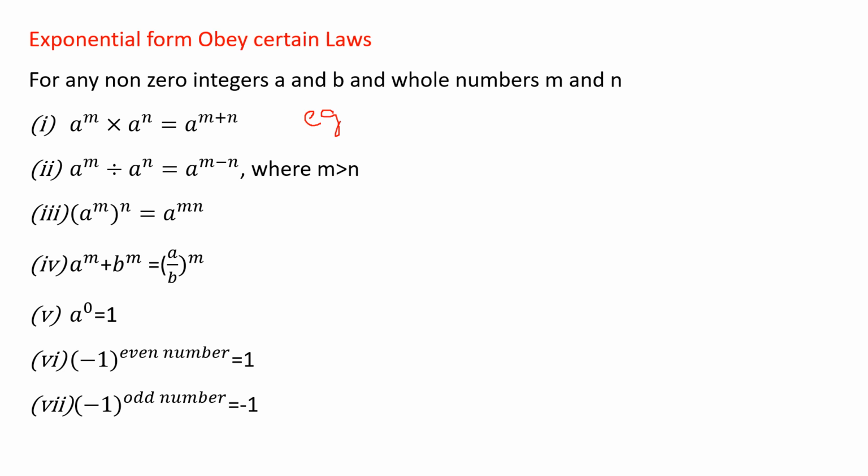If I write 2 power 5 into 2 power 2, how can I solve this? I can use this formula. 2 is common, right? Can you see this 2? This is 2, and this is also 2. These two integers are the same, so I can apply this formula.